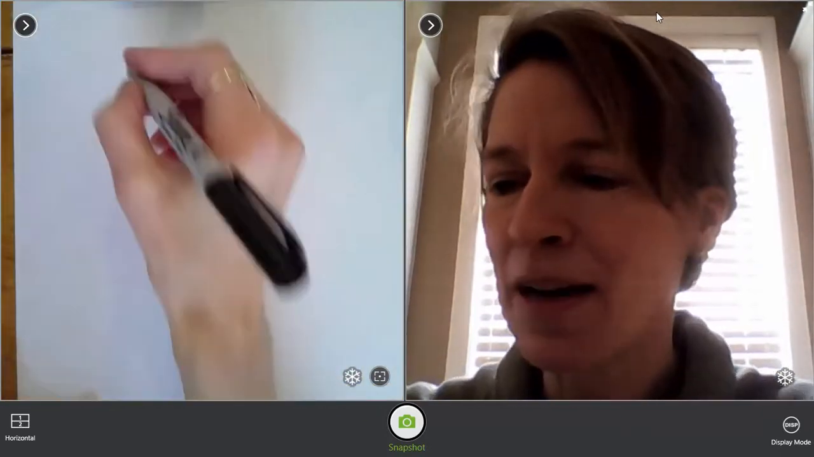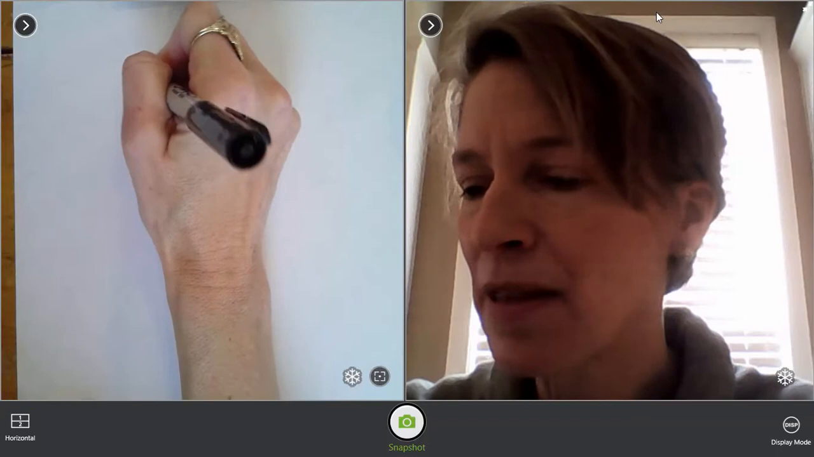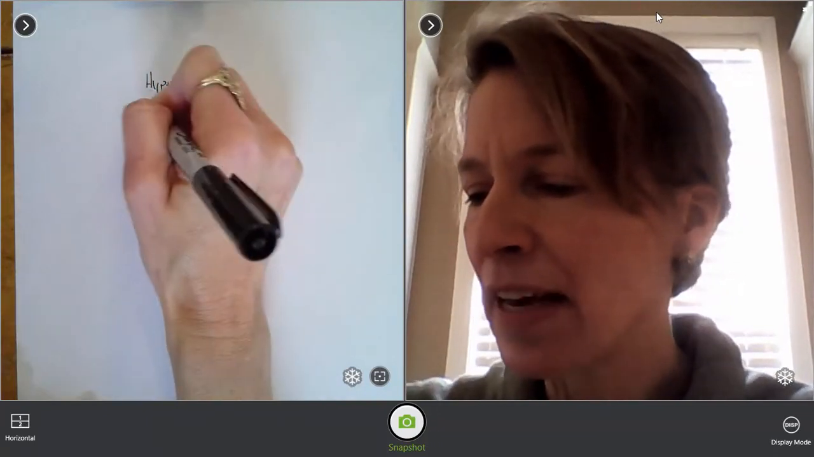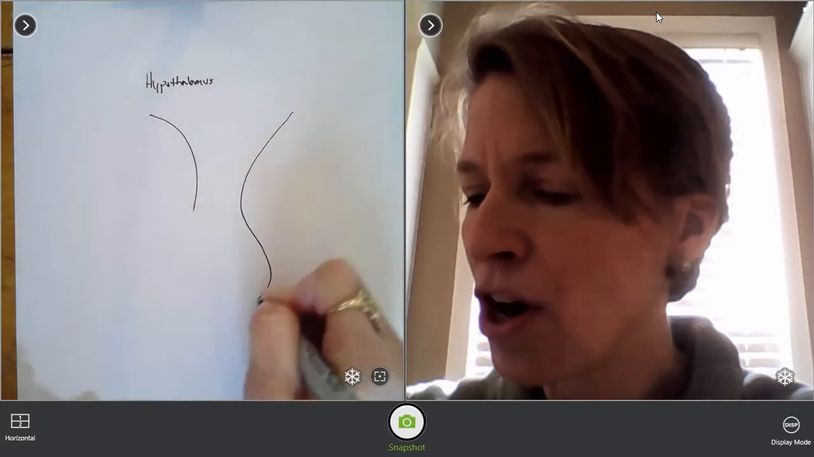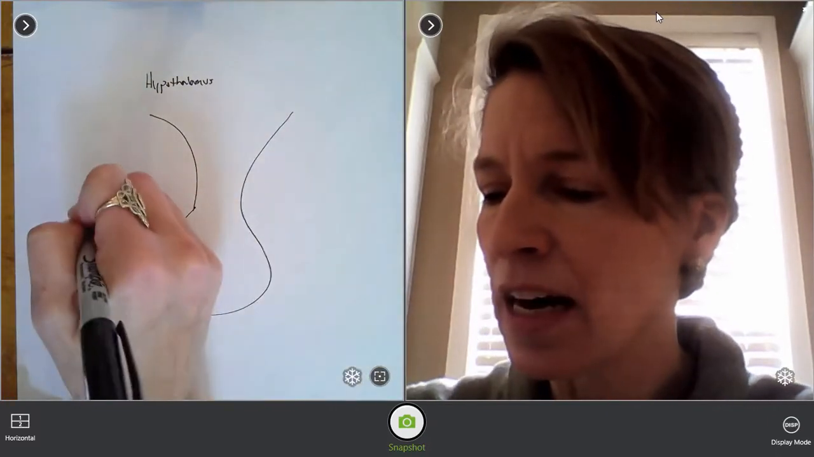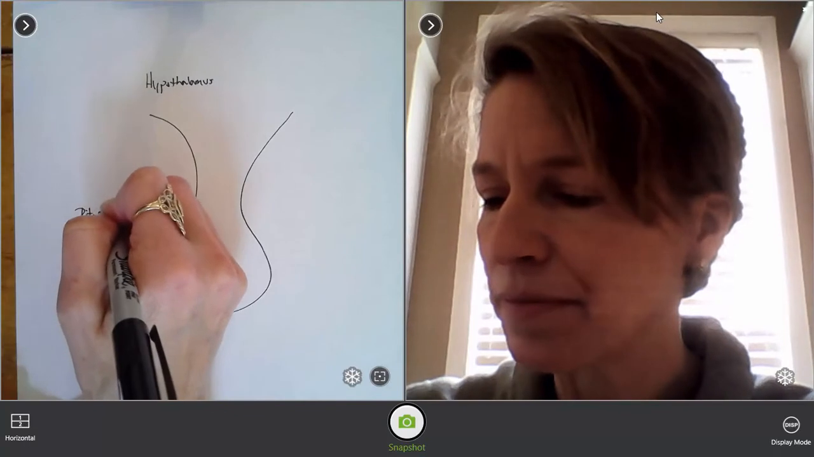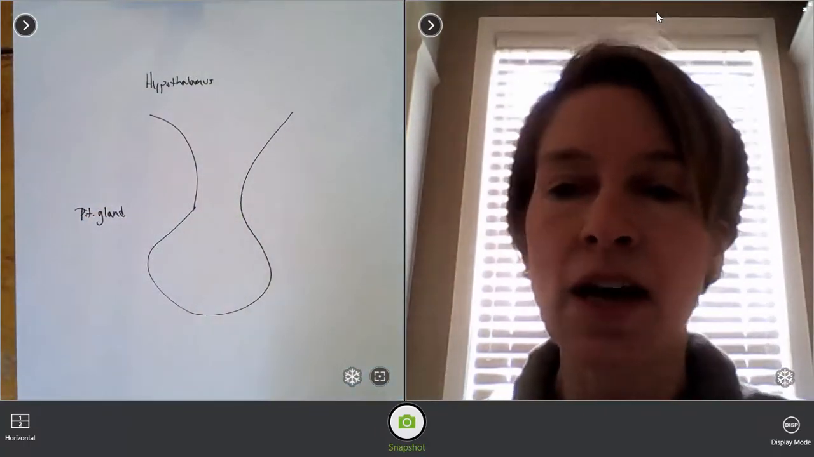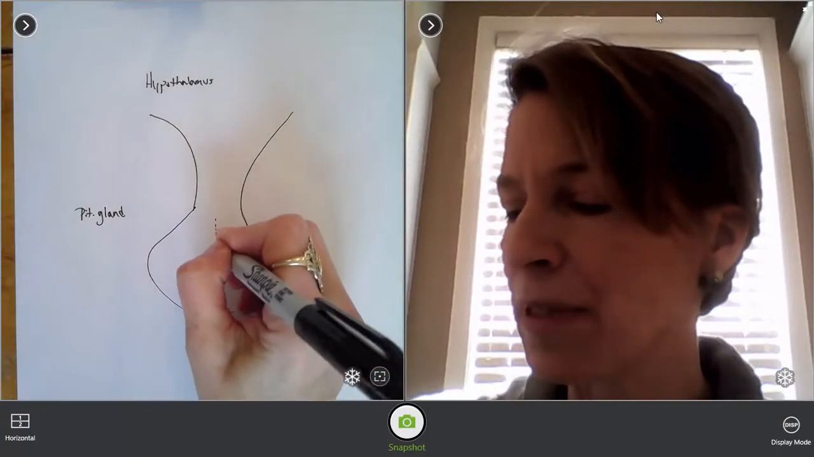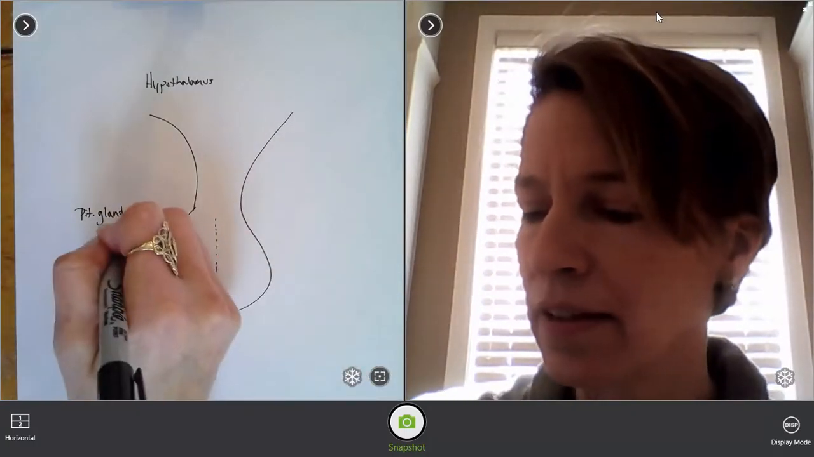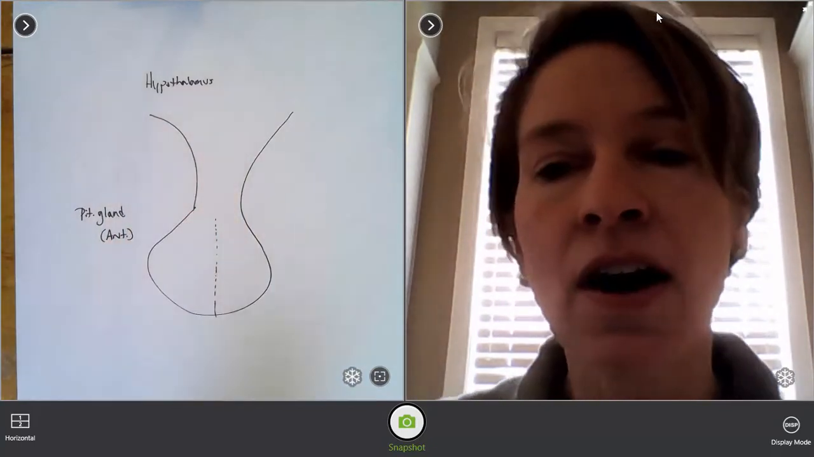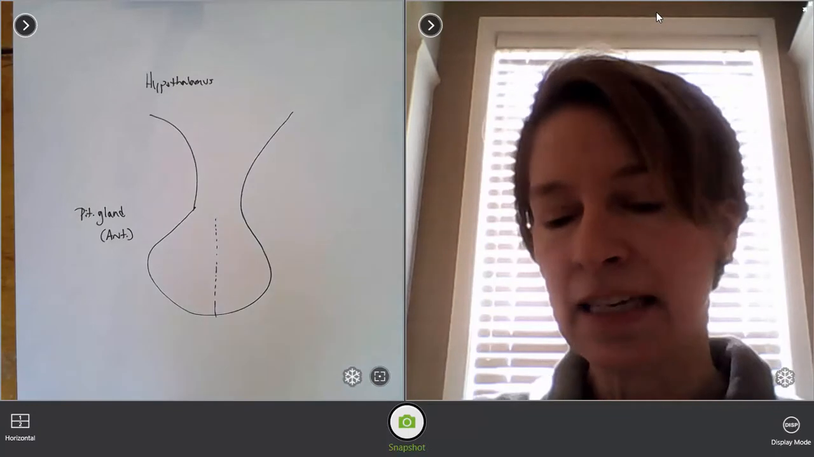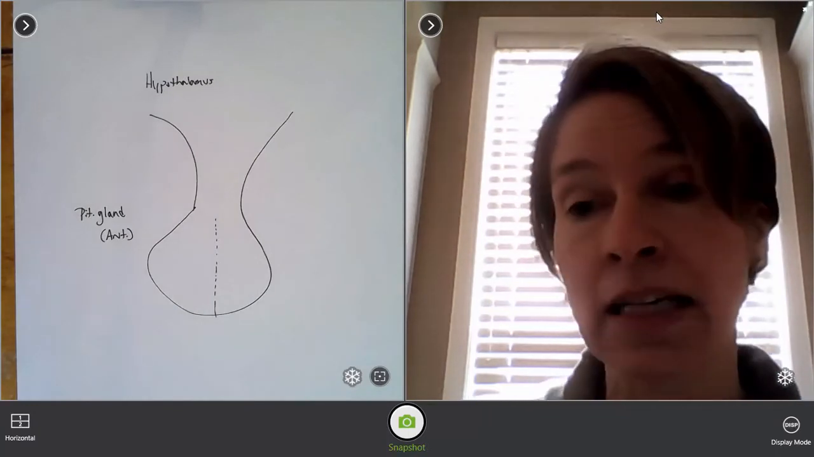So let me back up here and I'll write it down for you. Hypothalamus in the brain comes down like this, and it has this stalk hanging off of it, which is the pituitary gland. In this example, we're going to be talking about the anterior pituitary only, okay? Later on in the semester, we'll talk about the posterior pituitary. But for today's negative feedback loops, I'm just doing the anterior pituitary.